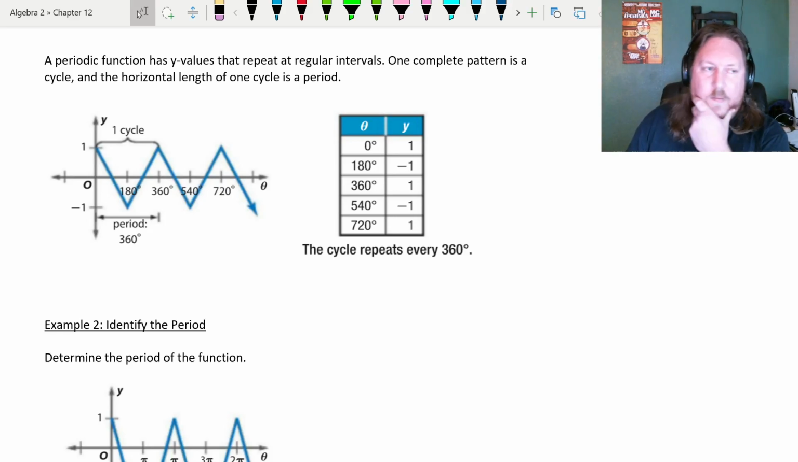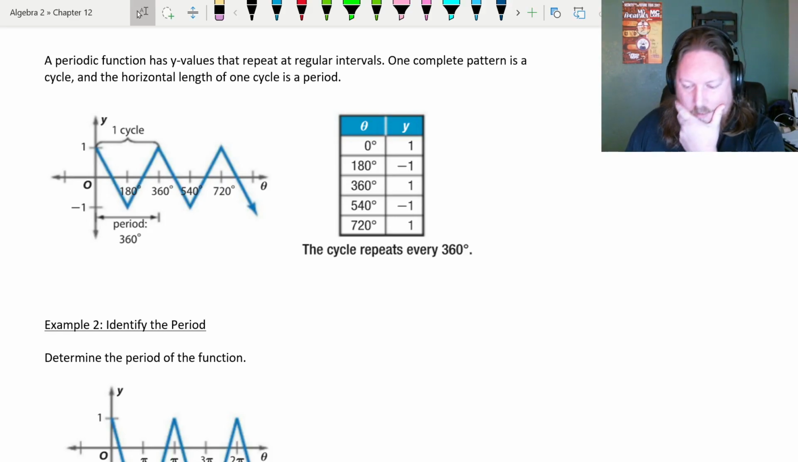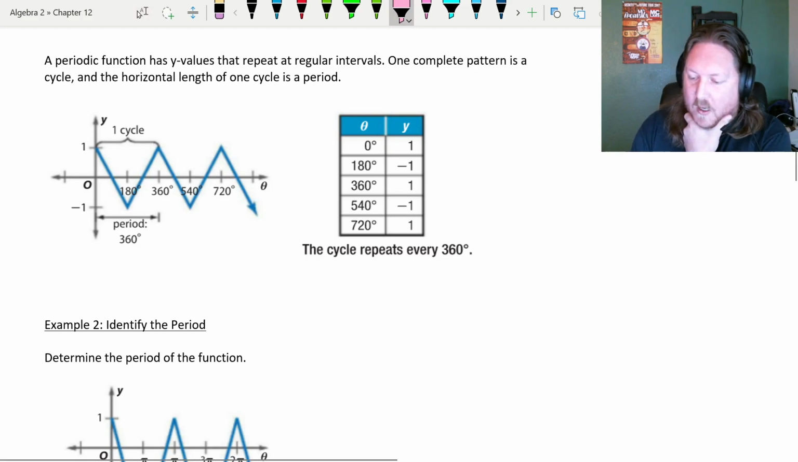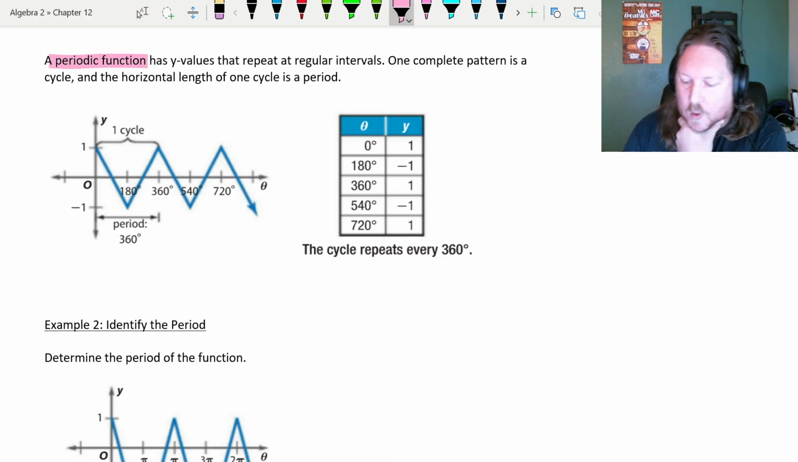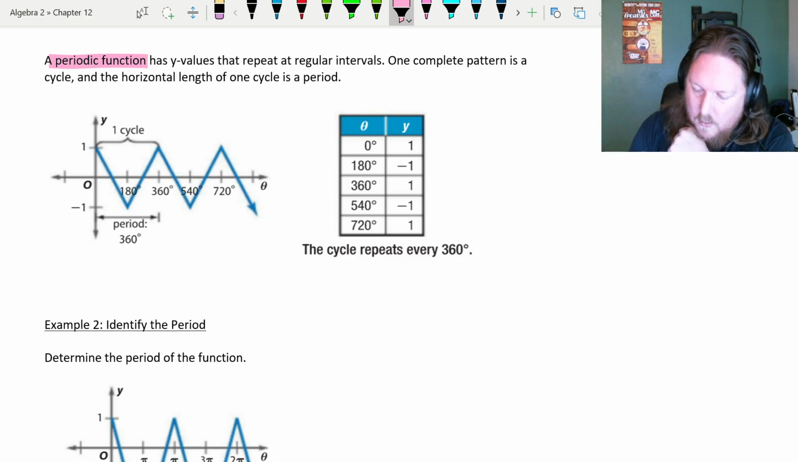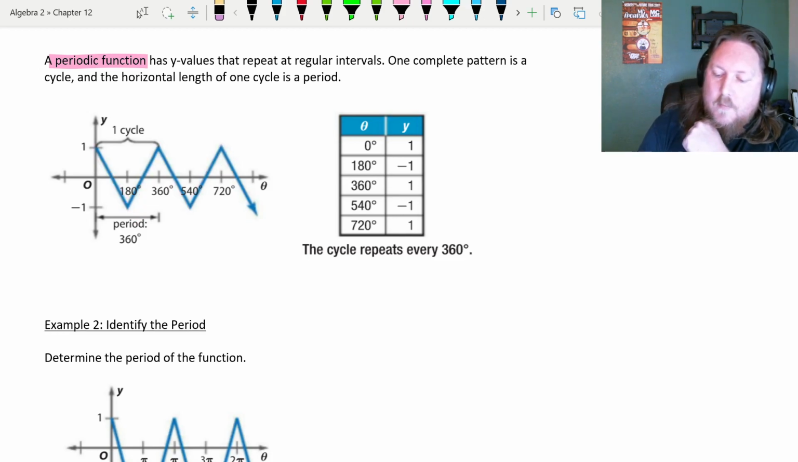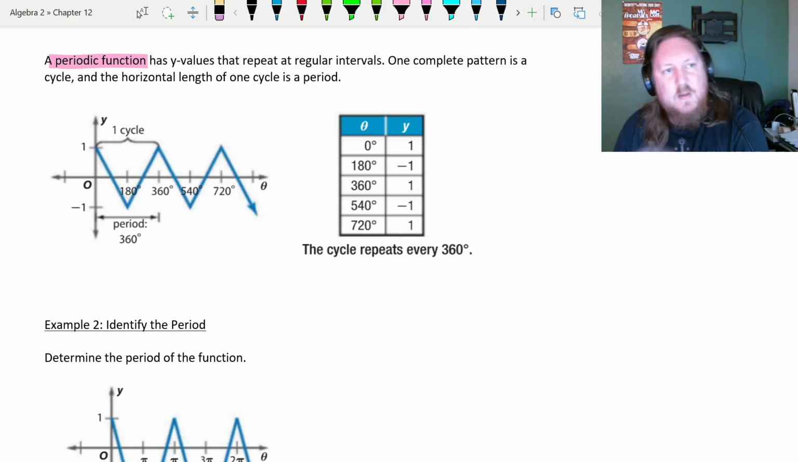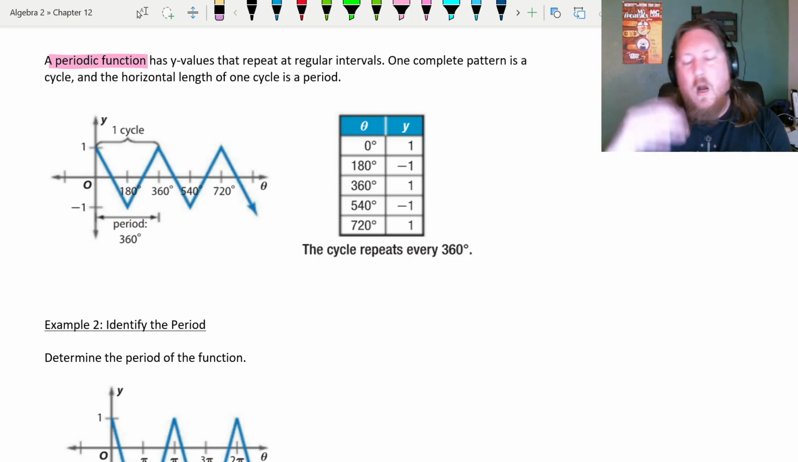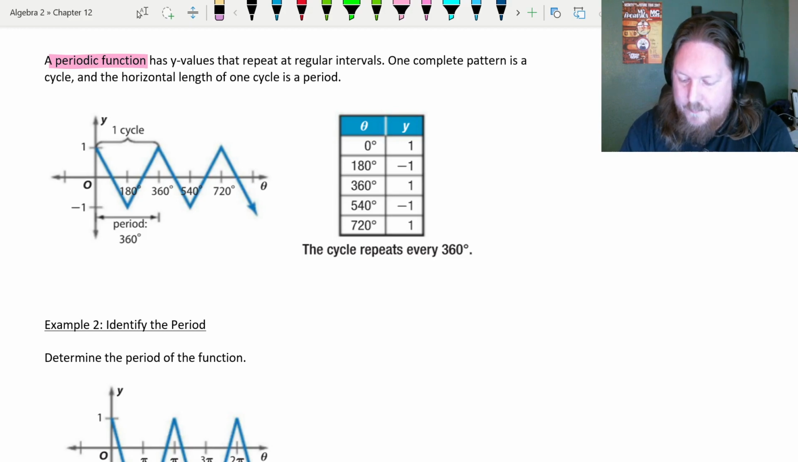All right, let's start talking about some of the characteristics of something called a periodic function. Basically, it has y values that repeat after a while. You can see in this first picture they've got a zigzag pattern. It starts down, goes up, goes down, goes up, goes down, and in the beginning, we're really talking about periodic functions that go up and down to the same heights.